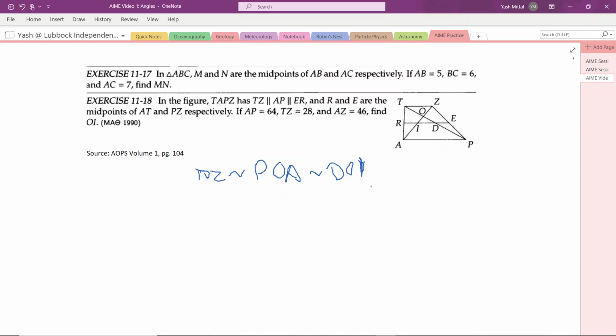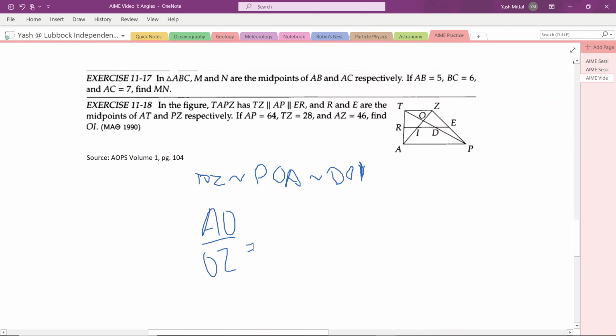And now we have the similarity rules right here. Now we need to figure out what OI is. And so we need to figure out how OI relates to AO. We can figure that out. And then we can figure out how AO relates to OZ. Do we know what the total AZ is? Yes, we do. So we know that AO over OZ is equal to, let's use the numbers that we have here. AO is related to AP because those are part of the same triangle.